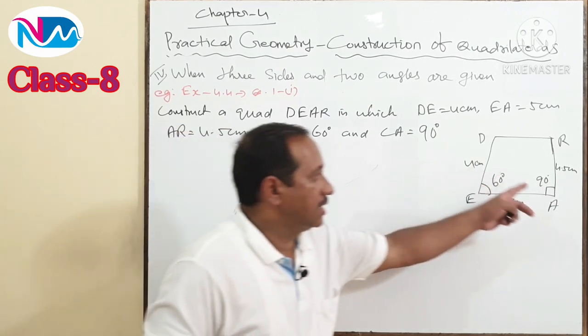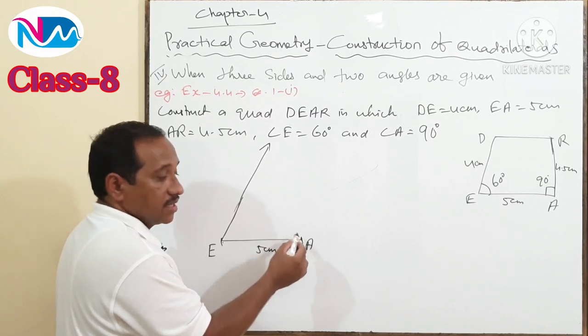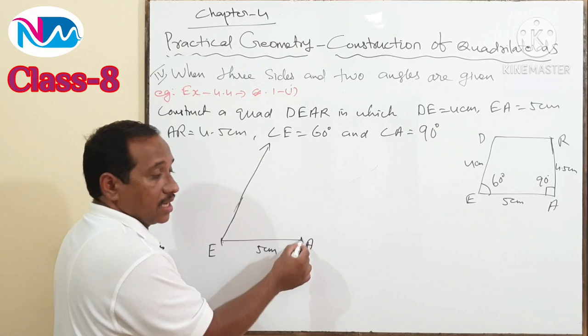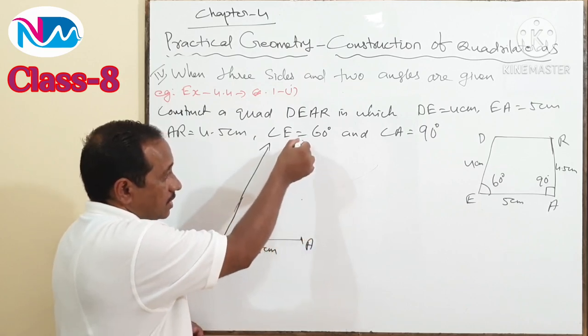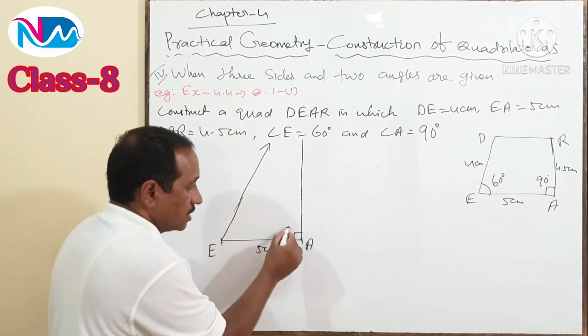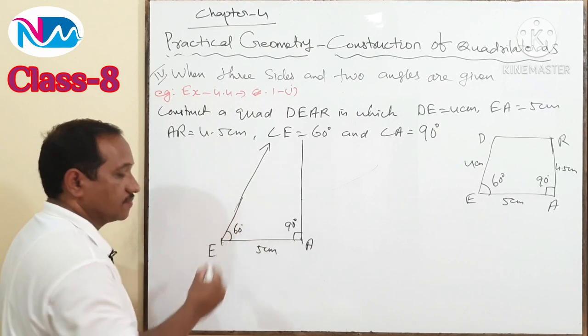Similarly, angle A is 90 degrees. Use the protractor to draw 90 degrees at A. Keep the center of the protractor at A, mark 90 degrees and draw it. So this is 90 degrees and this is 60 degrees.